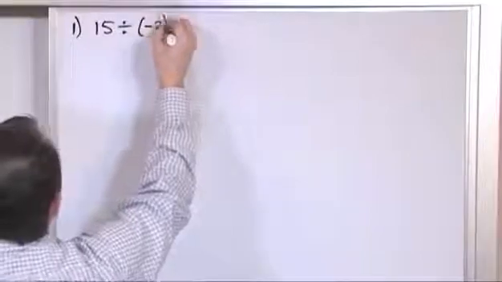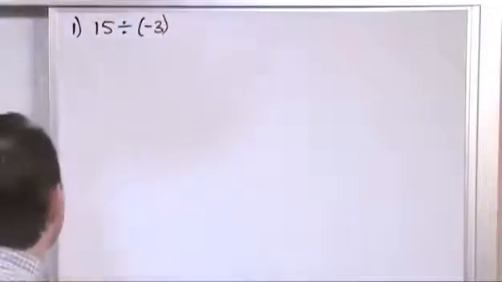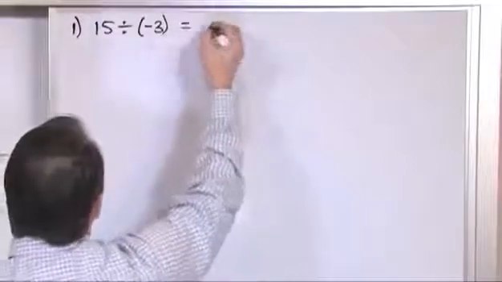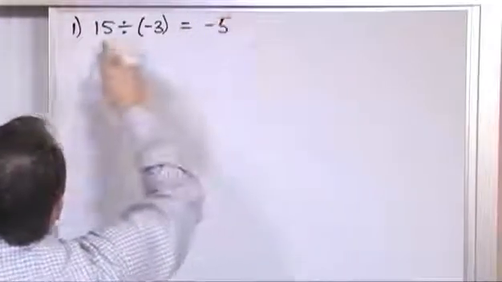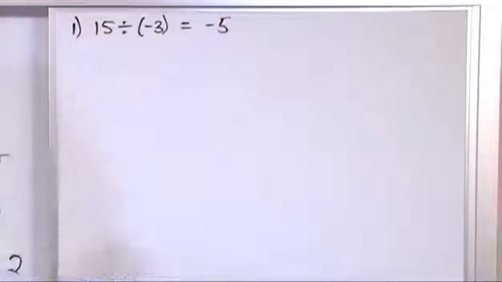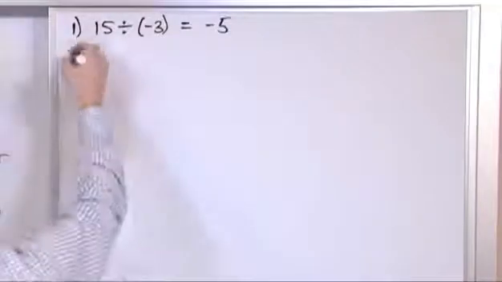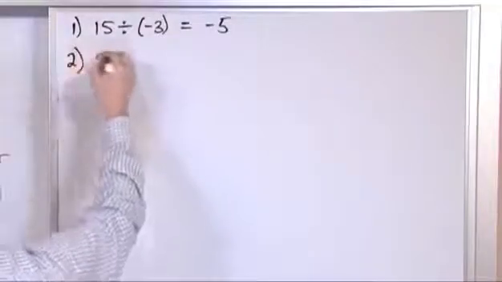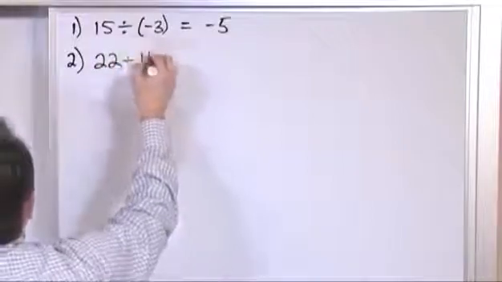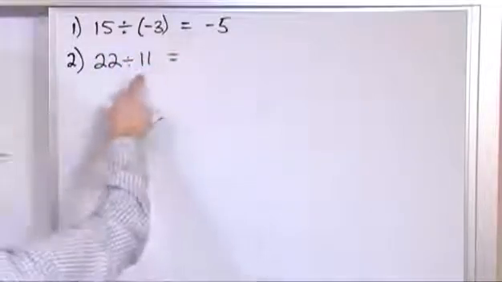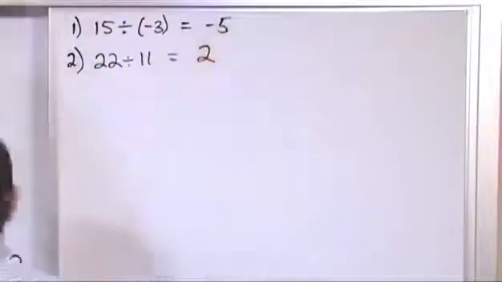15 divided by negative 3. Well, the signs are different, so because the signs are different, we're going to have a negative answer. It's going to be negative 5, because 15 divided by 3 is 5. And the answer is negative because the signs are different. What if you had 22 divided by 11? Well, both these are positive, so the answer is positive 2.